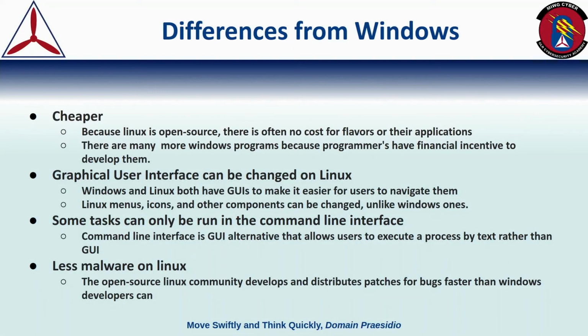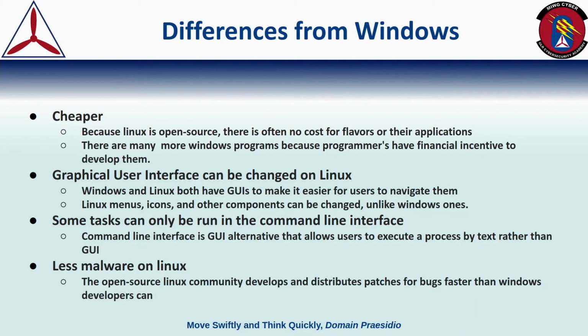Differences from Windows. It's cheaper. Because Linux is open source, there is often no cost to flavors or their applications. There are many more Windows programs, though, because programmers have financial incentive to develop them. The graphical user interface can be changed on Linux. Windows and Linux both have GUIs to make it easier to navigate them, but on Linux, menus, icons, and other components can be changed, unlike Windows ones.